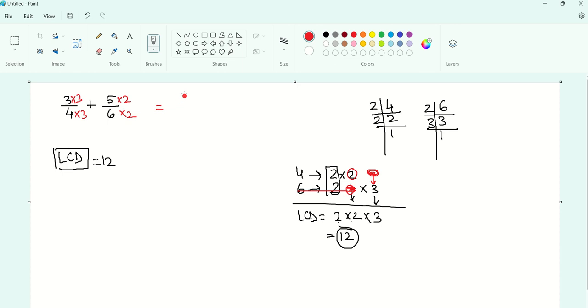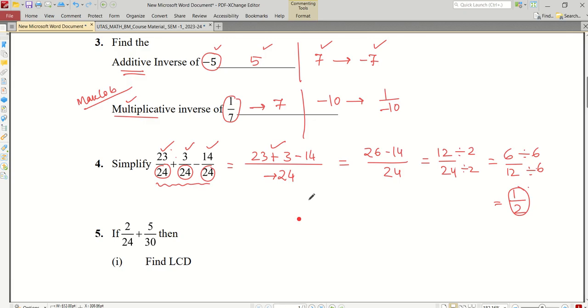Now, if you will see, 3 times 3 is 9, 4 times 3 is 12, plus 5 times 2 is 10, and 6 times 2 is 12. Now you can see 12, 12, same. So, like the previous question, 12 is here. What is the answer? 9 plus 10 is 19 divided by 12. This is the answer.